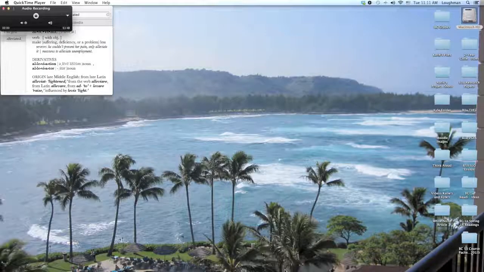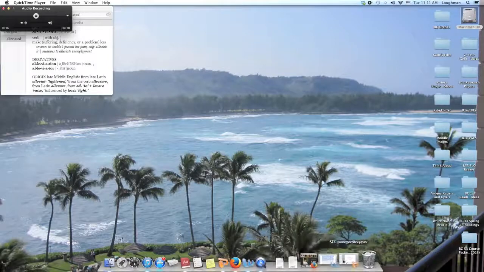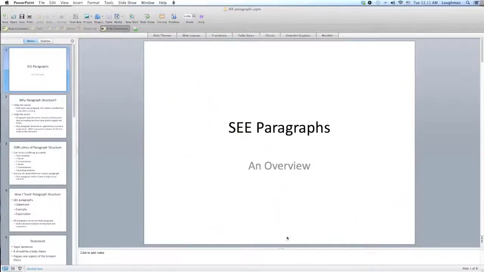So today we're going to talk about C paragraphs. This is a type of paragraph structure that we do in this class, and we'll figure out through this video what C paragraph stands for and when it is appropriate to use C paragraphs.